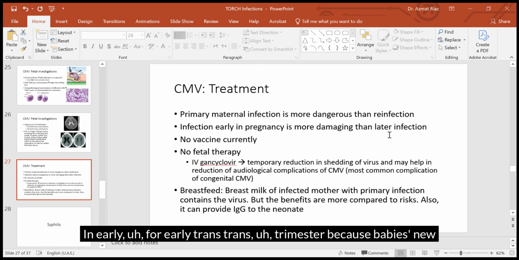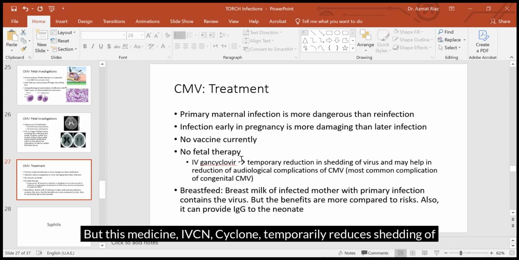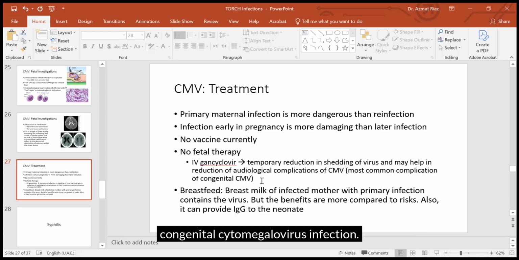In the early trimester, because the baby's new cells are being formed, it is more damaging. Currently, unfortunately, there is no vaccine available, and once the fetus is infected, there is actually no fetal therapy. But the medicine valacyclovir temporarily reduces shedding of the virus and may help in reduction of audiological complications of cytomegalovirus, which is the most common complication of congenital cytomegalovirus infection.